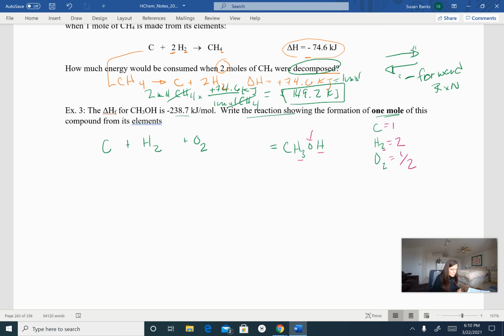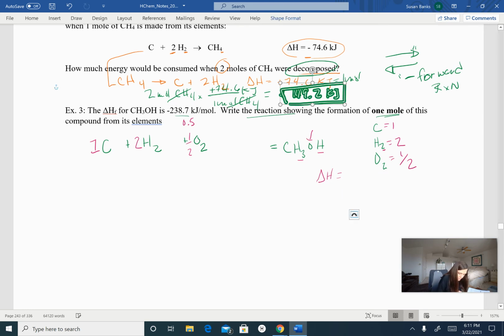So my coefficients are going to be 1 carbon, 2 hydrogens, and 1/2, or you could also do 0.5 oxygens, will get me 1 mole of methanol. Okay? And then over here on the right where I put my tally, we would put the delta H being a negative 238. So we would do delta H equals negative 238.